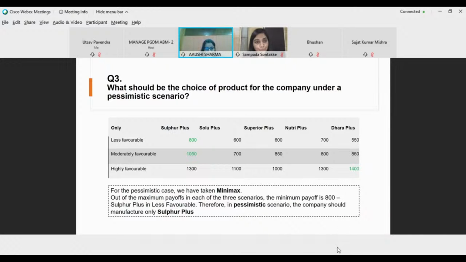So in the case of pessimistic scenario, we have taken the minimax approach. Out of these maximum payoffs in each of these scenarios, the minimum payoff is 800 for the sulfur plus in less favorable case. So we have taken sulfur plus in this case for the pessimistic scenario. Next slide.